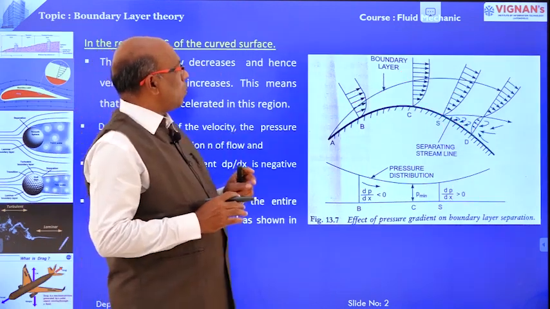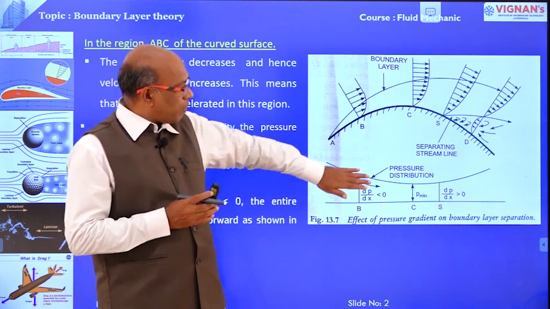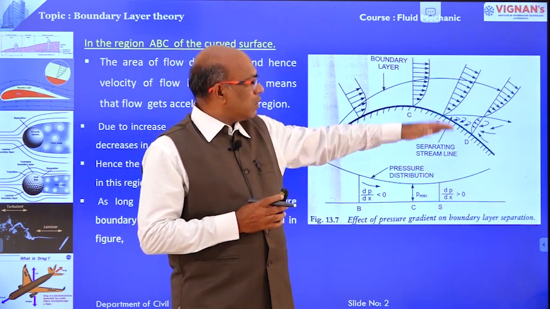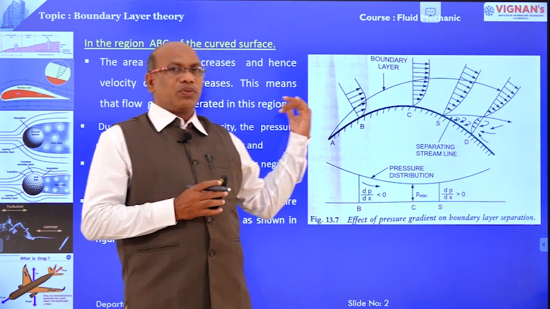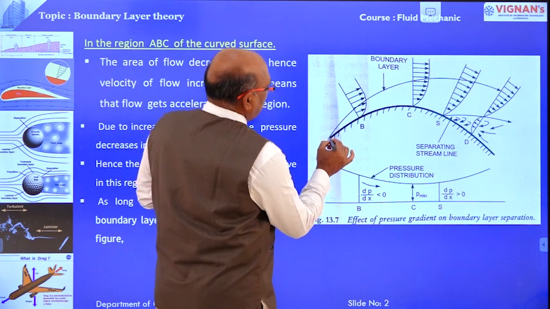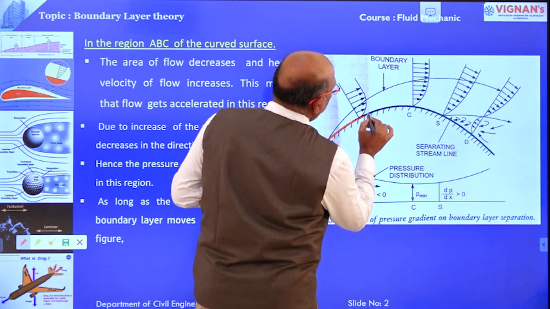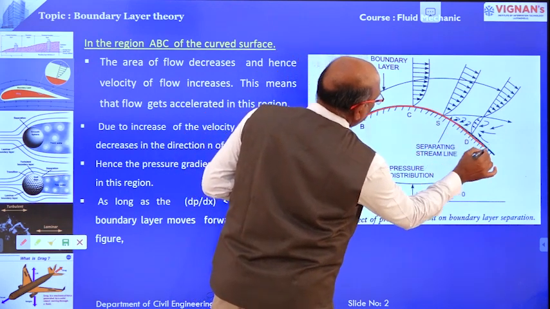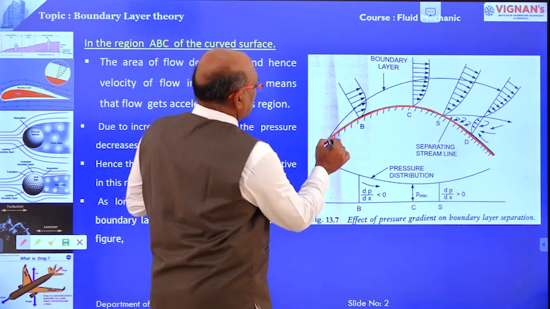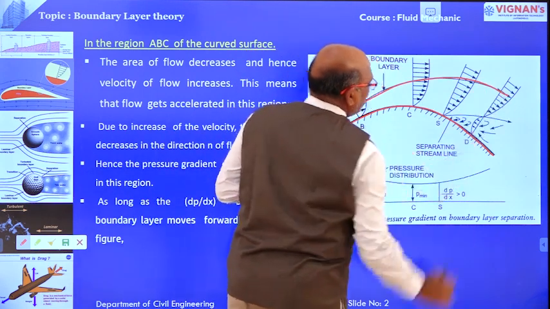Now we are going to discuss boundary layer separation: how the boundary layer is separated from the boundary, what the regions are, why the boundary layer is separated, and what conditions exist there. That is what we are going to learn here. Now we are going to take one curved surface A, B, C, S, D. On this curved surface, we know this is the boundary layer.